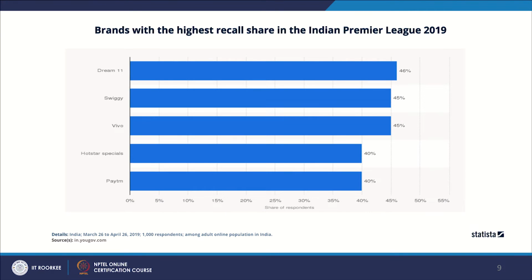Brands with the highest recall share in the Indian Premier League, Statista talks about some teams or IPL platforms, I think Hotstar Specials, Vivo, Swiggy, Dream11, Paytm and so on. Anyways, you have lots of statistics available on Statista about several kinds of things. Cricket definitely is loved by Indians, and these organizations are enjoying that.